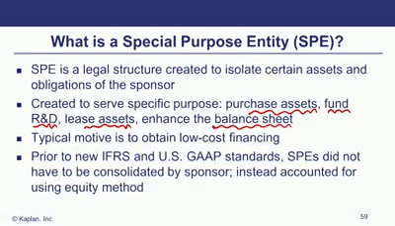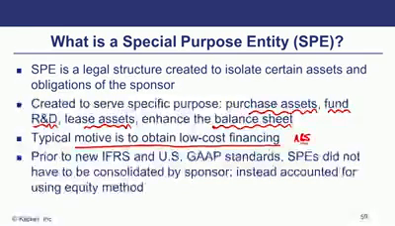Now, of course, the main reason we have special purpose vehicles is to obtain lower cost financing. In other words, asset-backed securities. Here, of course, our sponsor is going to sell an asset, a cash-generating asset, into the special purpose vehicle. The special purpose vehicle then uses that asset to back asset-backed securities. Now, here is the key point.